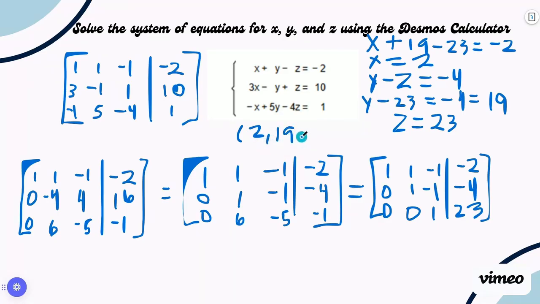So that's how we can solve a system of equations using matrices, which I think is the fun way, because I think it's like a big puzzle. But I am going to also show you how we can do this using the Desmos calculator real quick. So if I go to Desmos, you're going to see that I have already got the equations typed in.